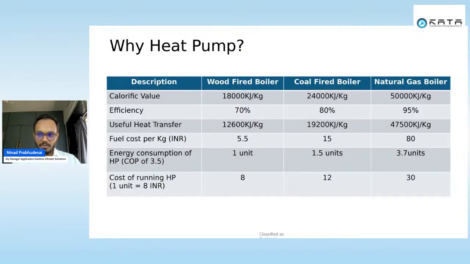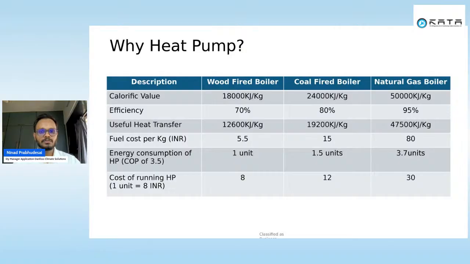The simple example which I have tried to put up here is: why do we use a heat pump? Basically, if you look at the different kinds of heating fuels like wood, coal, or natural gas, I've tried to summarize here that if you are using, let's say, 12,600 kilojoules per kg, then you need around 8 INR of cost for running the HP, I mean the heat pump. Whereas for the wood boiler, it will be like 5.5 kgs.